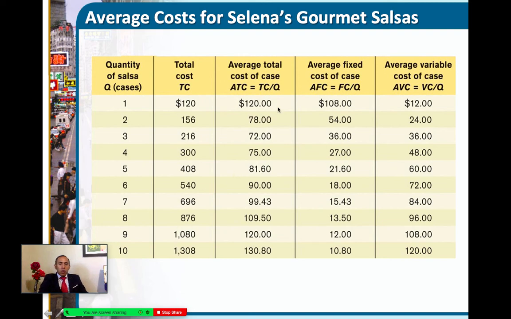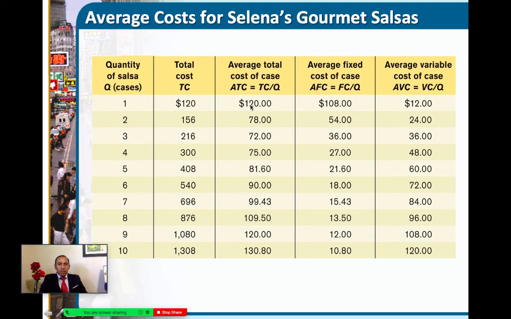Our average total cost: you take your total cost, 120, divided by the quantity produced, 120 divided by 1, it's 120. Then you take the total cost, 156, divided by 2, that gives you 78. You do the same thing for everything. For 3 cases of salsa, average total cost is total cost, which is 216, divided by the quantity of output, which is Q, 216 divided by 3, 72, and so on.